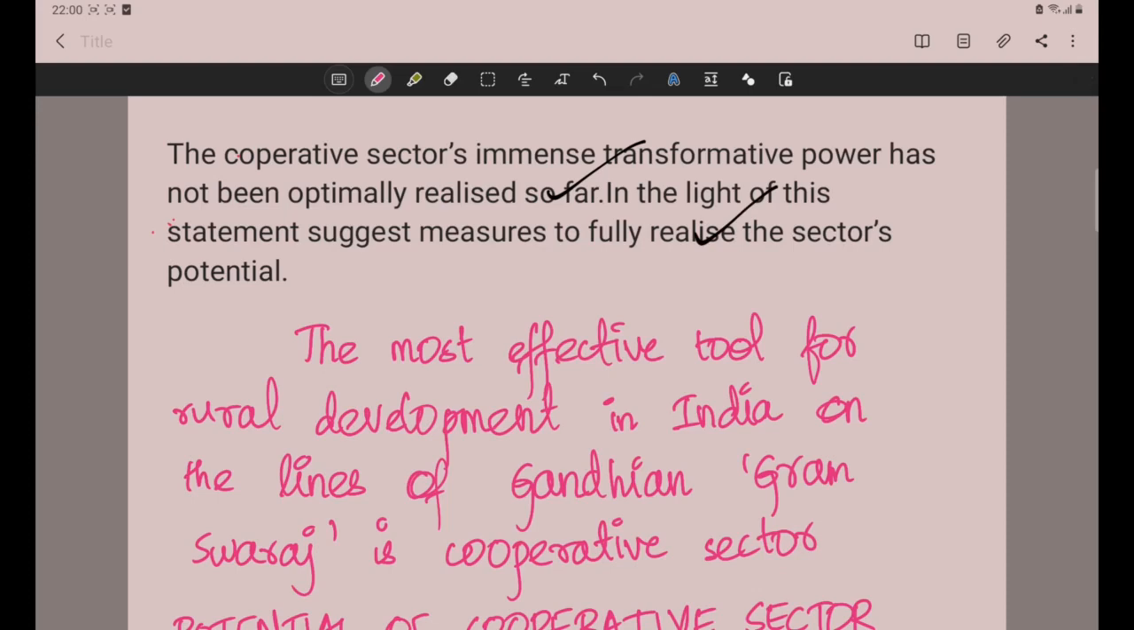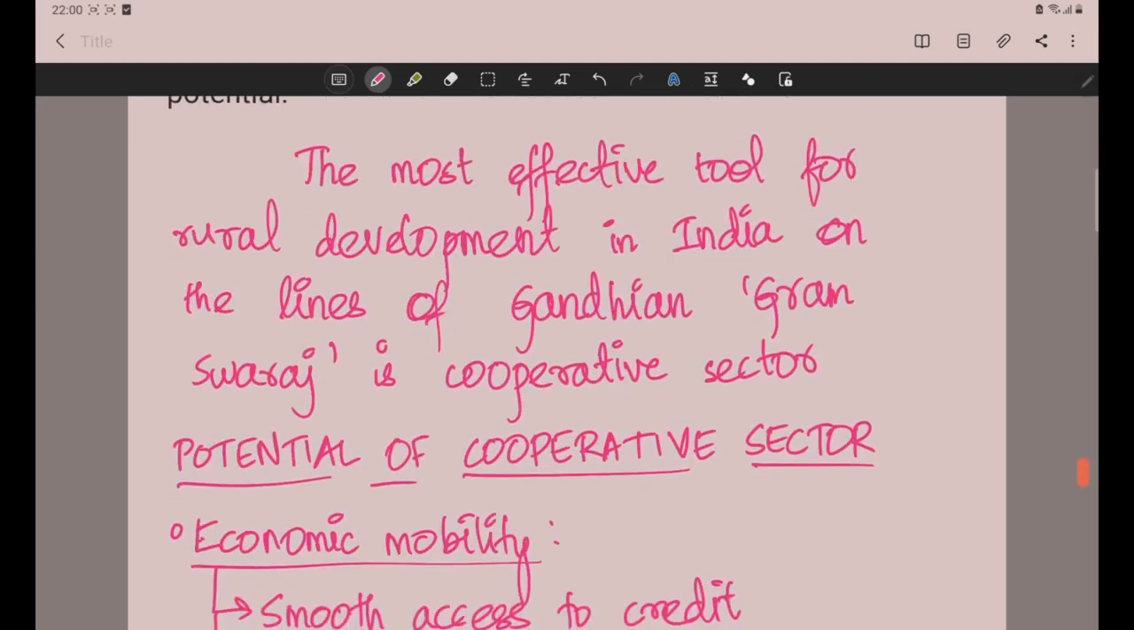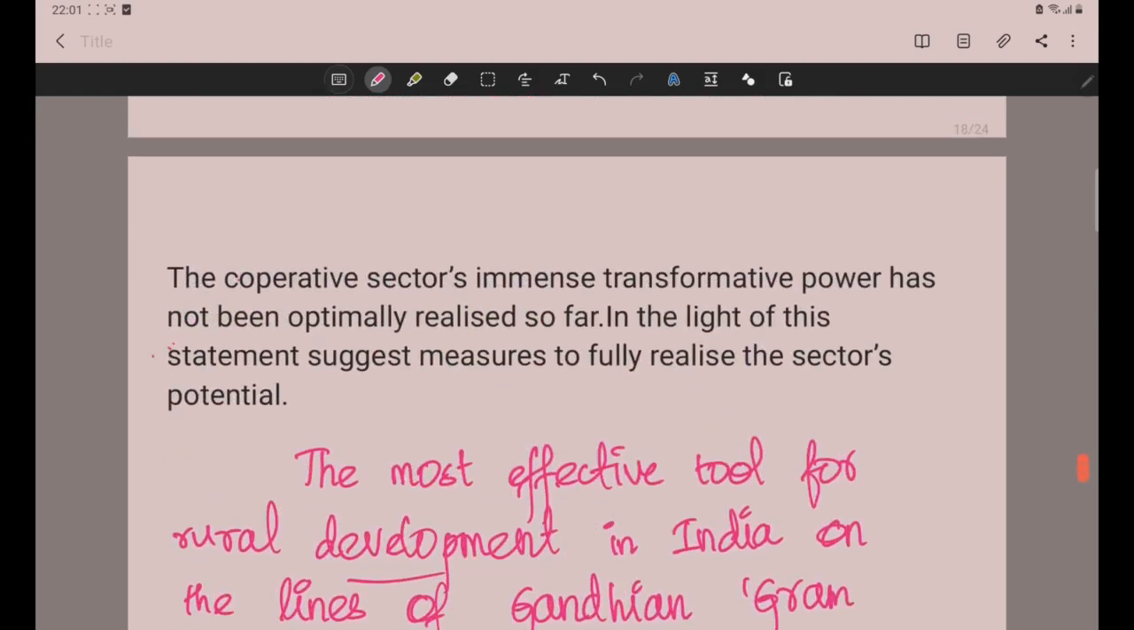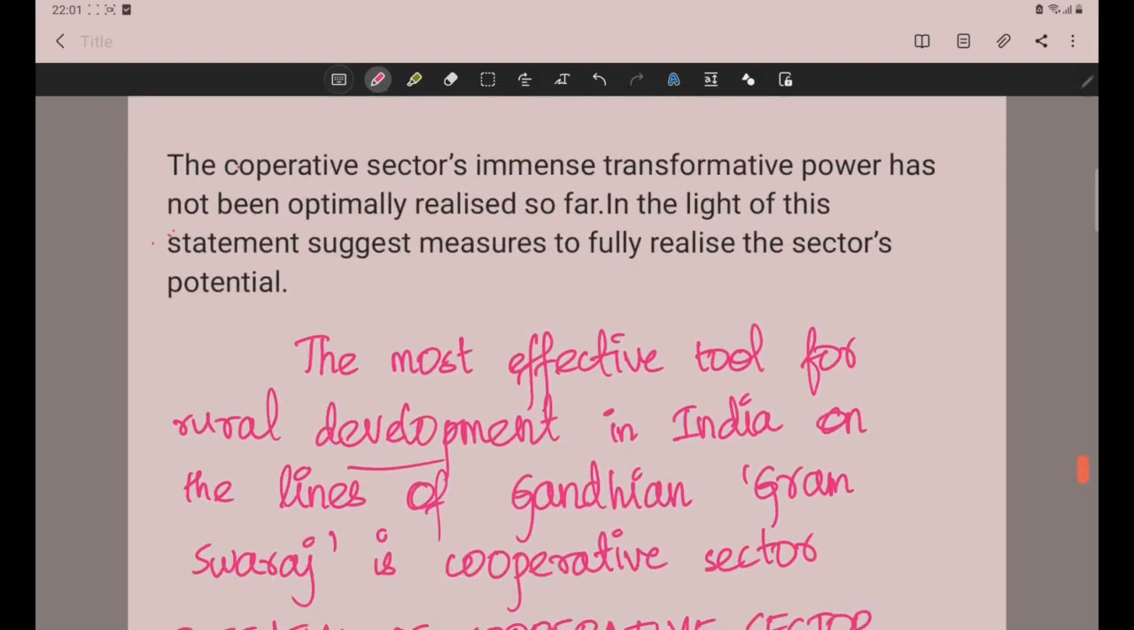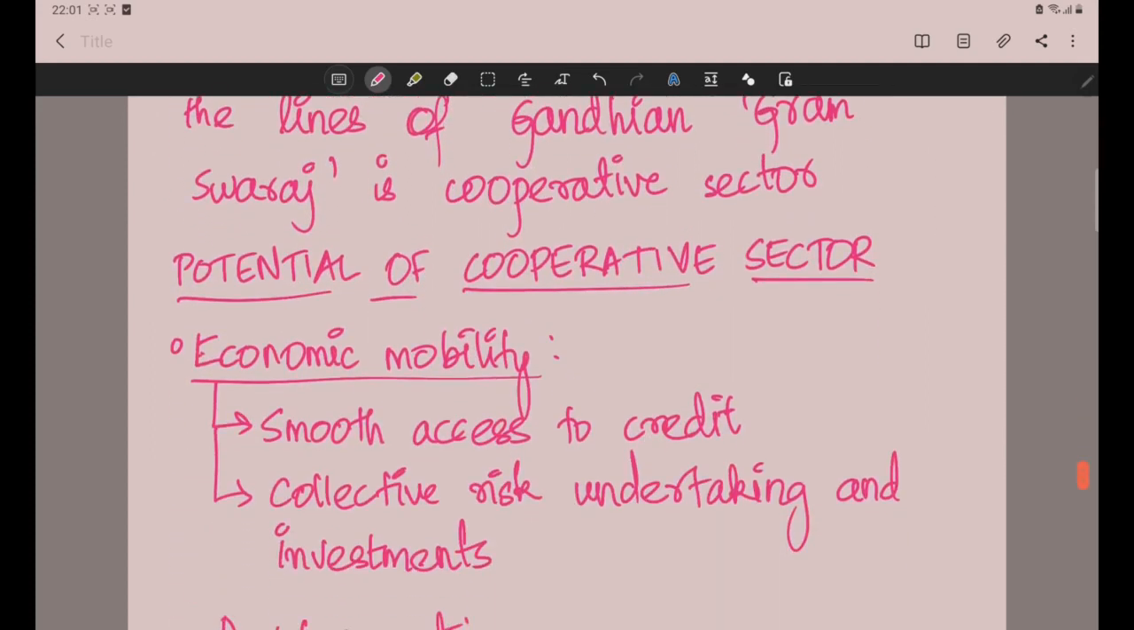So an introduction would be that it is the most effective tool for rural development. So you can quote the cooperative sector as the tool for rural development, and you can quote even the Gandhian Gram Swaraj ideal. So this is actually pointing to the development of the cooperative sector only. Then what is the potential of the cooperative sector? So the question is talking about the potential. So you can quote the subheading or the body part as the potential of the cooperative sector.